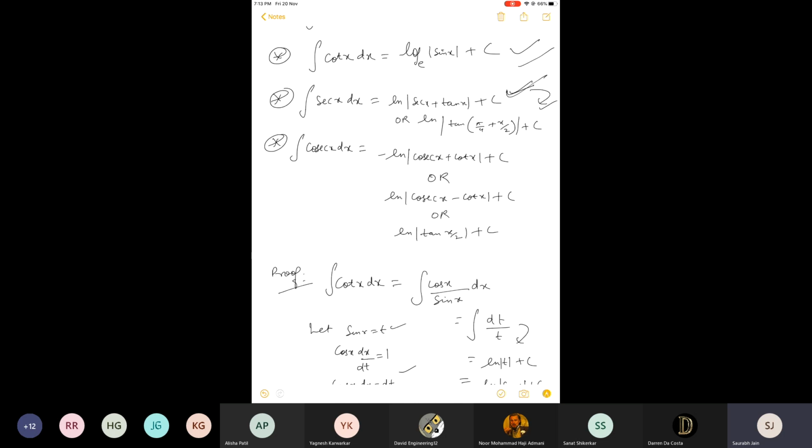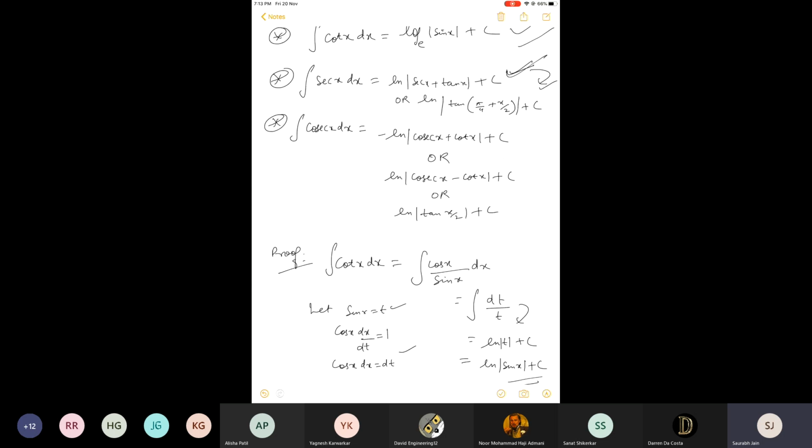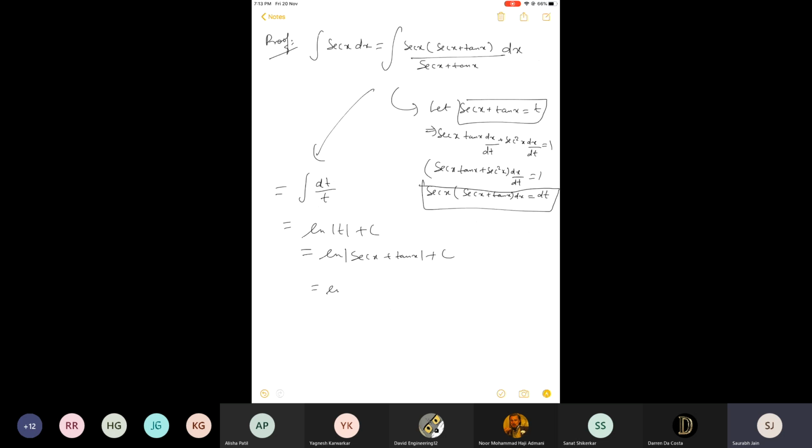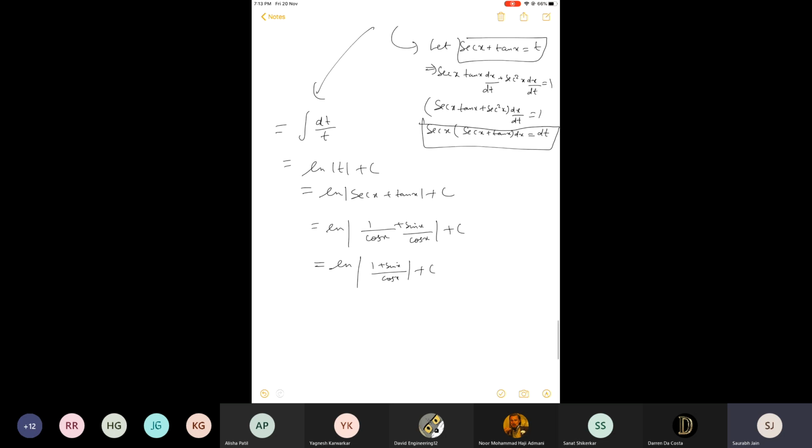First formula. Now using trigonometry, you can change it to tan of pi by 4 plus x by 2. This is no integration. This is trigonometry. How will you change it? Sec is 1 by cos, this is sin by cos. This will become 1 plus sin x by cos x. And here, after using trigonometry, you'll be able to write it as tan of pi by 4 plus x by 2.